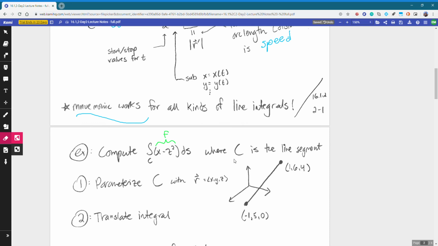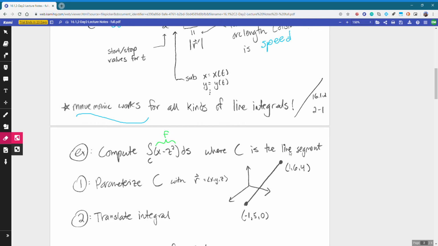And so as always with any line integral, we have 2 steps. We want to parameterize our curve with some vector function. And once we have that, we can use our mnemonic to help us translate our integral. And so here, this line segment, our curve, this is part of a line. And parameterizing lines is something that we've actually been doing all the way since chapter 12.